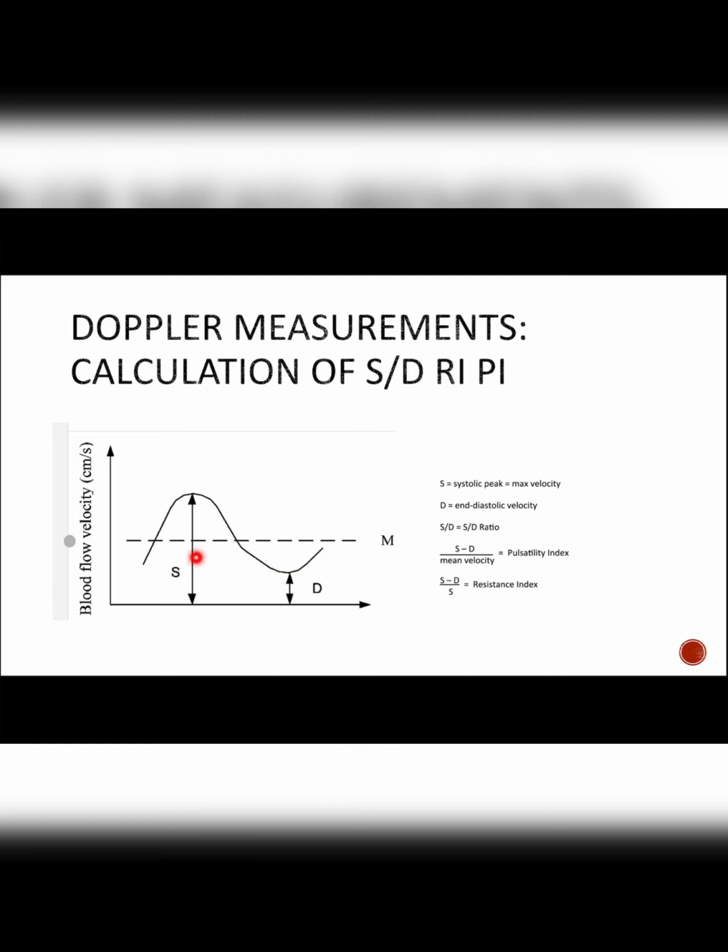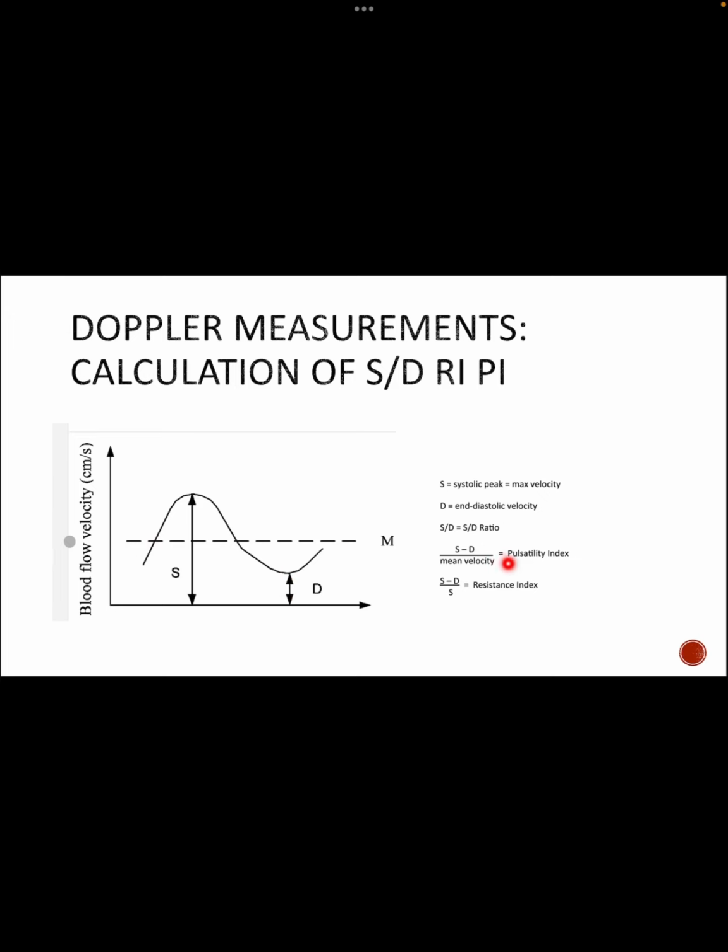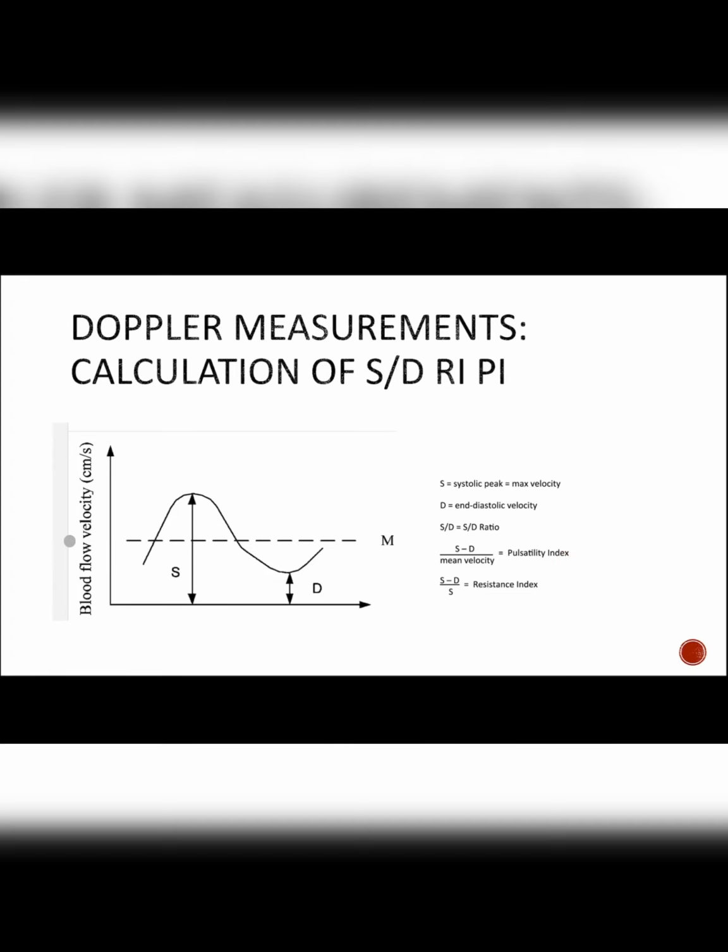If I calculate S minus D divided by the mean velocity, I will get the pulsatility index. Similarly, if I calculate S minus D divided by the systolic, I'll get the resistive index. Alright, pulsatility index and resistive index. You need to know these two.